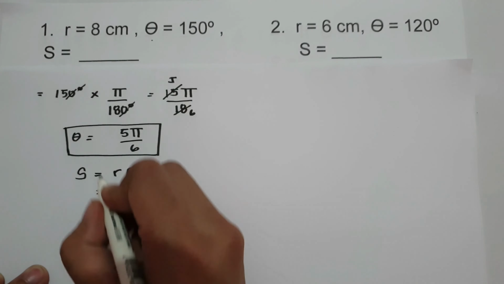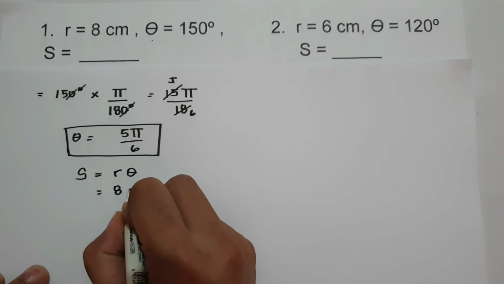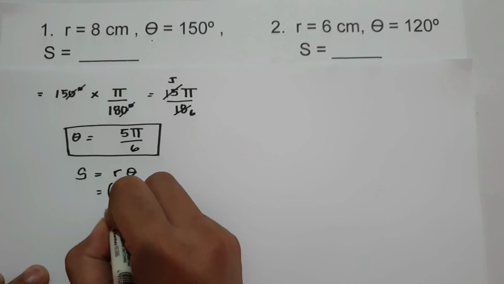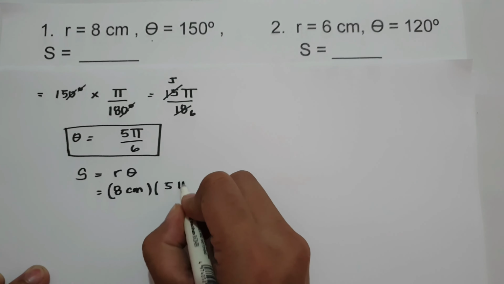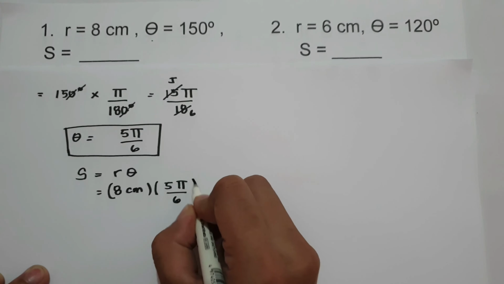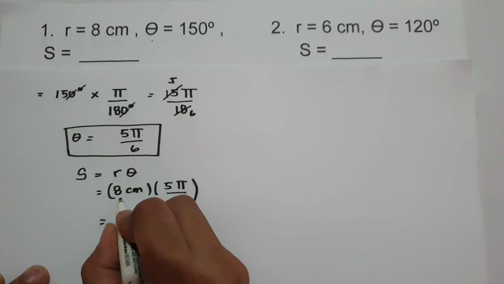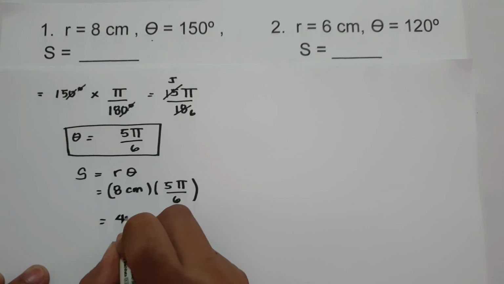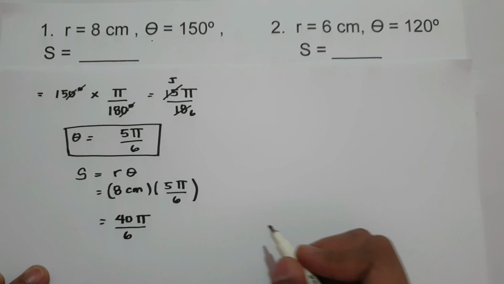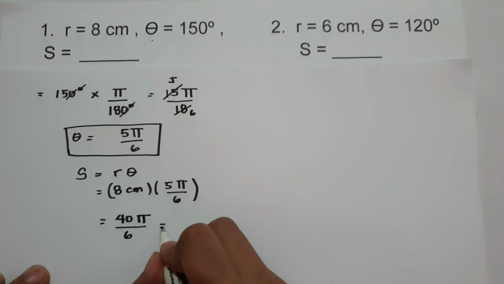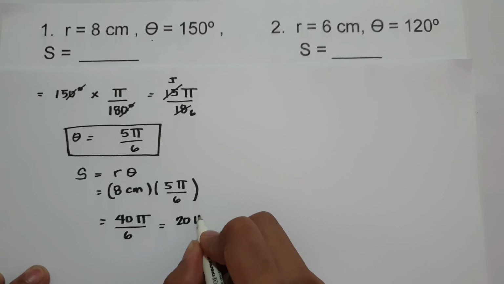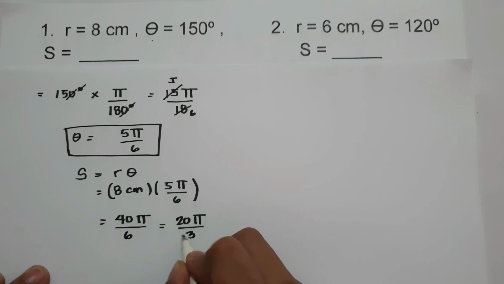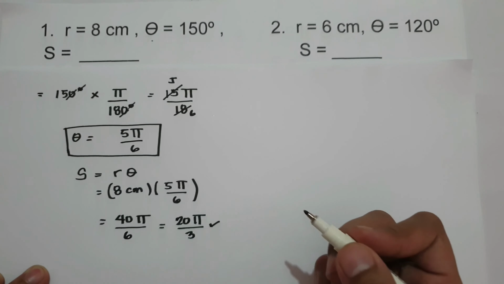The radius is 8 centimeters. Then the central angle is 5 pi over 6. 8 multiplied by 5 is 40, pi over 6. 40 over 6 can be written in simplest form as 20 pi over 3. So this will be our answer.